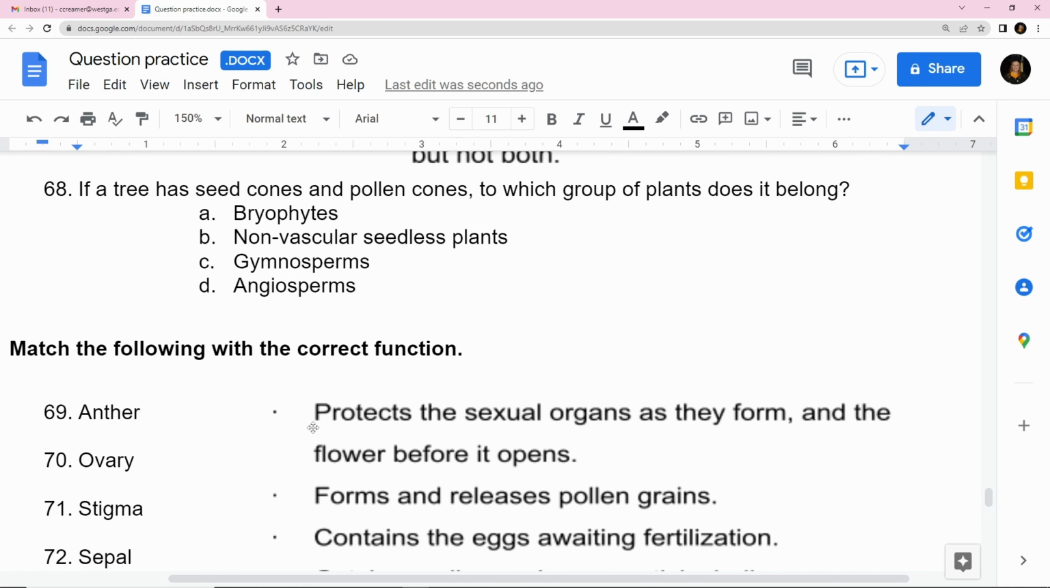Now, question 68. If a tree has seed cones and pollen cones, to which group of plants does it belong? Bryophytes, non-vascular seedless plants, gymnosperms, angiosperms? If you said gymnosperms, you'd be correct.